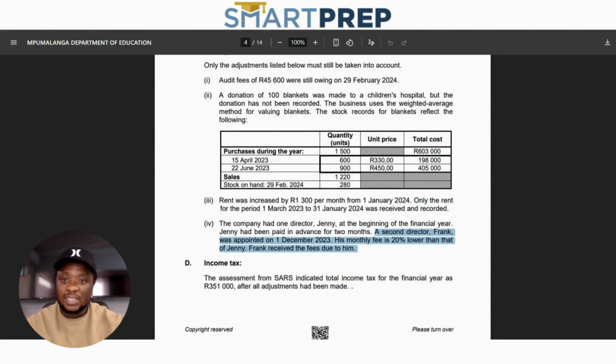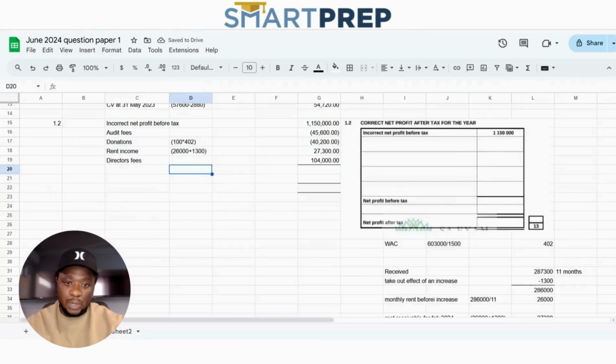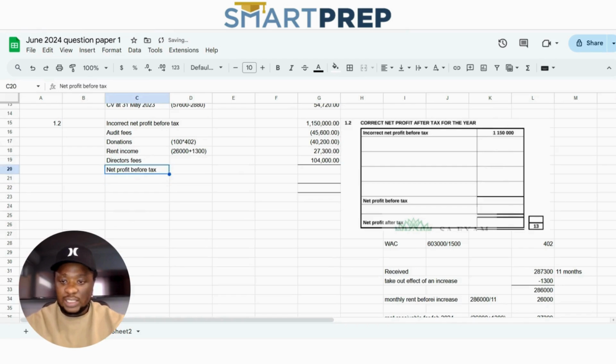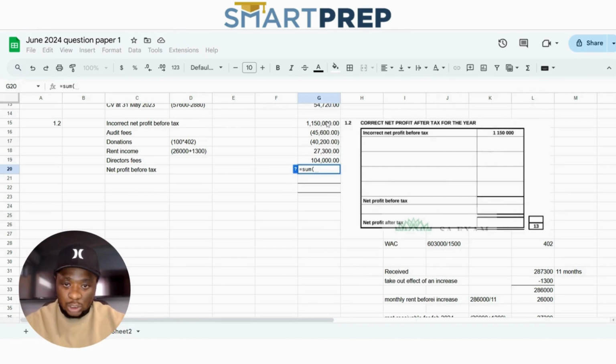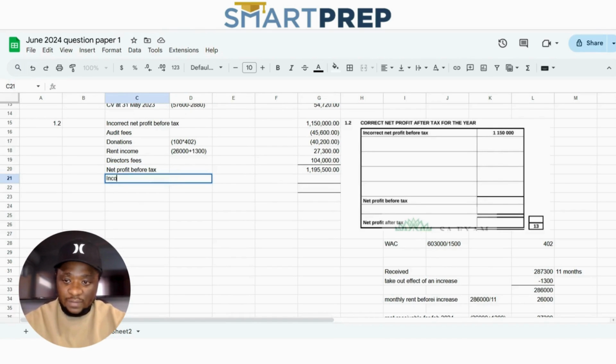The next information is on tax. The tax has its own part in this statement, as you can see. So we've got our director's fees, and the next thing is to calculate the correct net profit before tax, which is basically just the total of those. So we're going to take 1,150,000, subtract 45,600, subtract 40,200, add 27,300, and also add 104,000. That works out to 1,195,500, and then we have income tax.